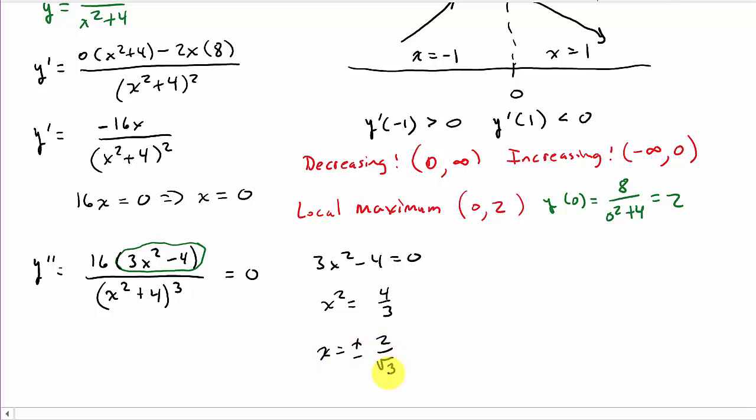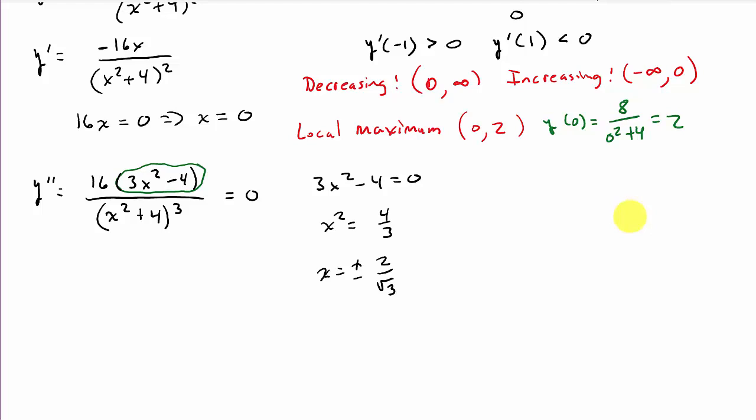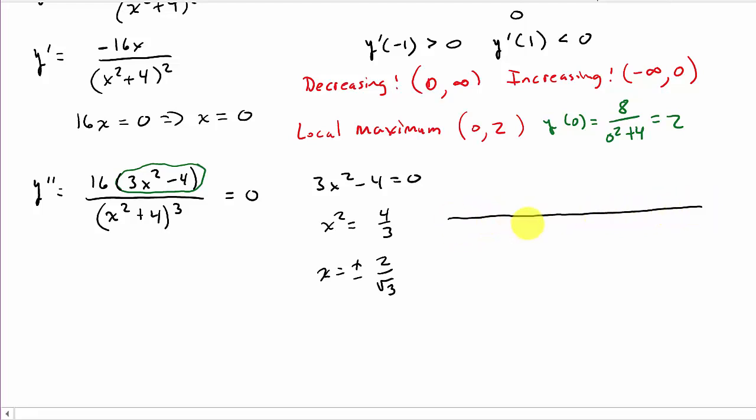Okay? And yes, I know, I'm not going to rationalize the denominator. If you want to, that's fine. To me, it's not a big deal. All right. So now to determine concavity, we've got to set this up on a number line, and we've got to plot these. -2 over square root of 3 and 2 over square root of 3.